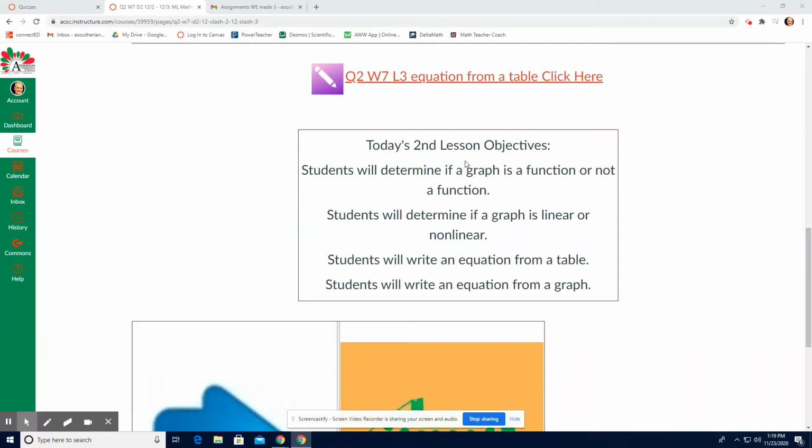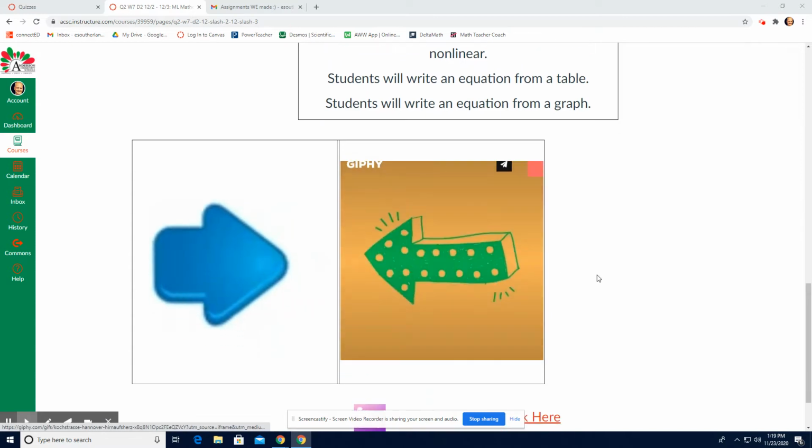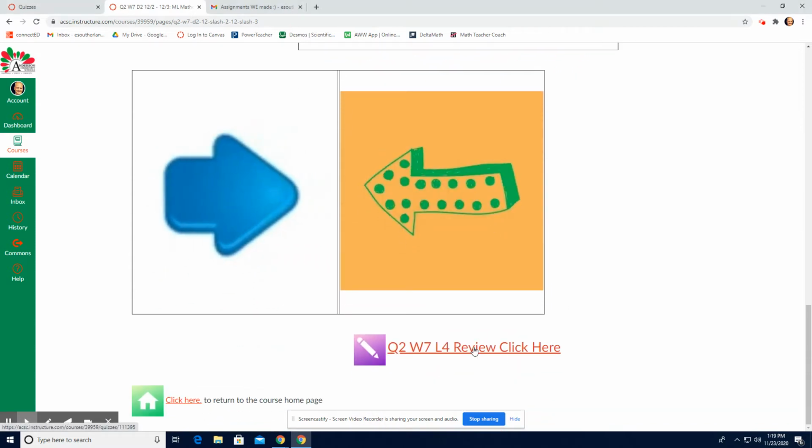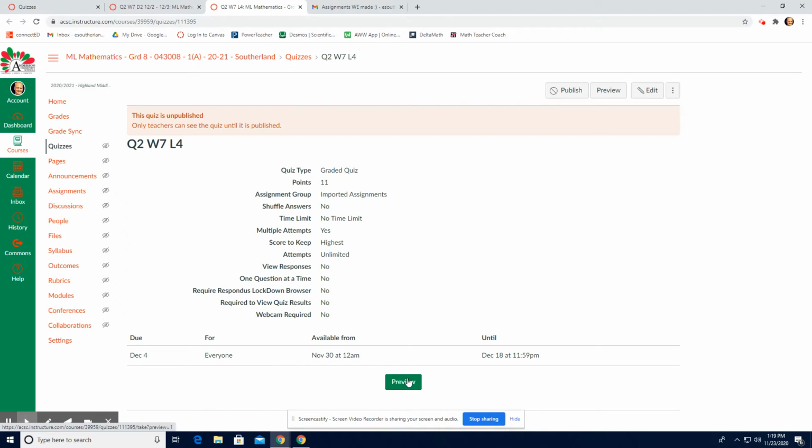For today's second assignment, I want students to be able to determine if a graph is a function or not a function, determine if a graph is linear or nonlinear, write an equation from a table, and write an equation from a graph. This video will be posted right here, and then you'll click here on this assignment. Yours will say start, mine's going to say preview.